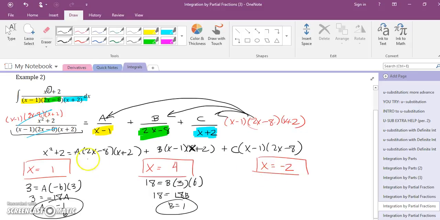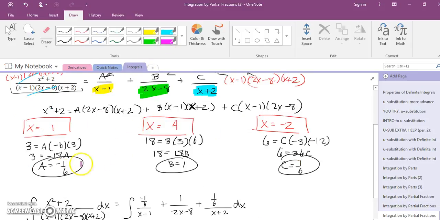And then choose negative 2. Negative 2 squared plus 2 is 6. Plug negative 2 in here. Zeroes out. Plug negative 2 in here. Zeroes out. And I have c times negative 3 times negative 12. So 6 equals 36c, and divide by 36, c is 1/6.